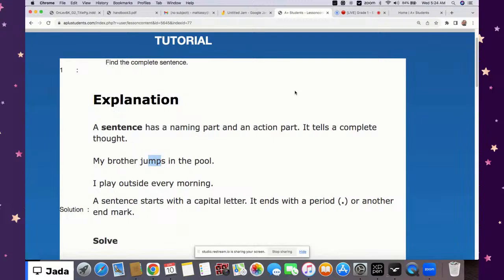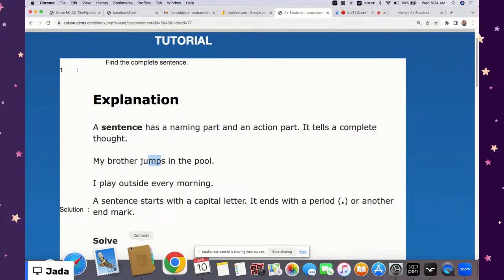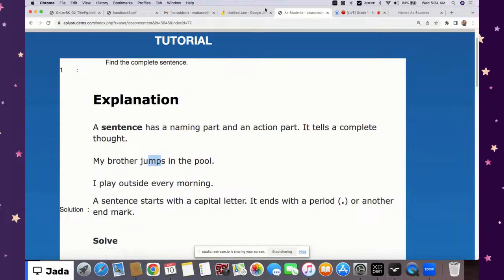So the sentence will be complete and missing nothing. Okay, so a sentence starts with a capital letter, it ends with a period or another end mark. So take note that the sentence usually starts with the capital letter.